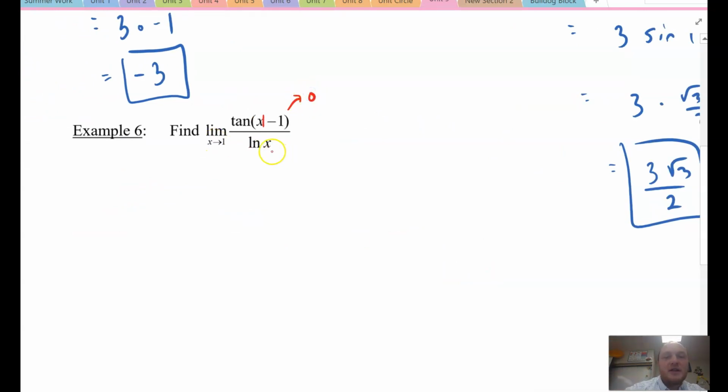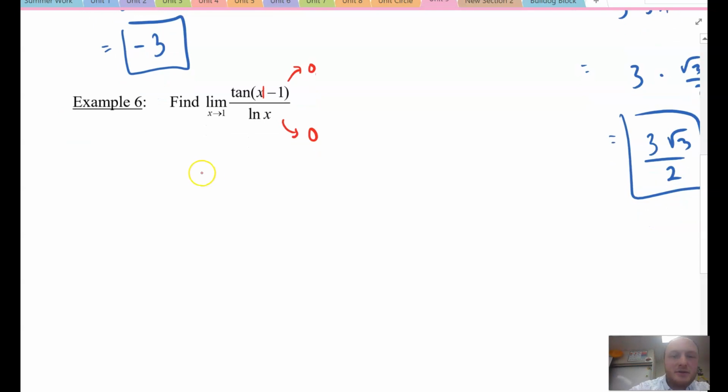And then natural log of 1, that is also 0. So we have L'Hopital's. I'll rewrite this limit as x goes to 1. The derivative of tangent of x minus 1 is secant squared of x minus 1 times the derivative of the inside, which is just 1. And then what's the derivative of the natural log of x? Well, that is 1 over x.